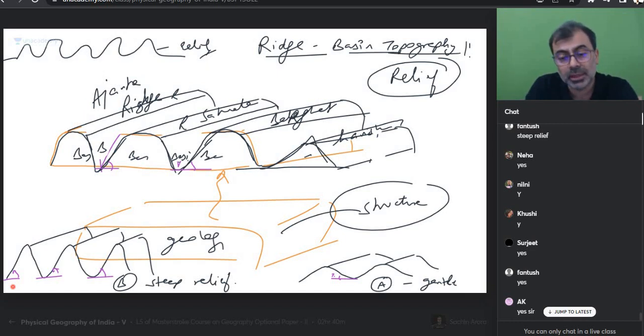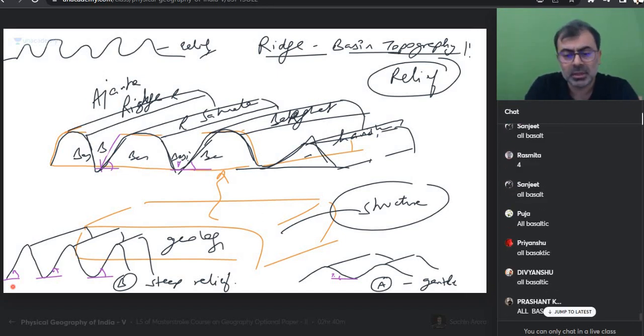Kurnool got married, have children, 4 of them. Ajanta, Satmala, Balaghat, and Harishchand. Out of these, which one is granitic? Which one is basaltic? Which one is granitic? Which one is basaltic?